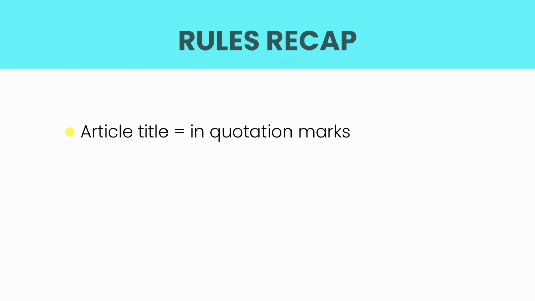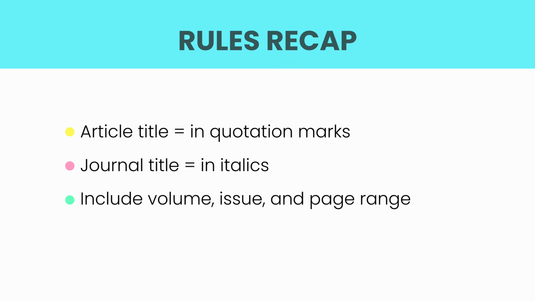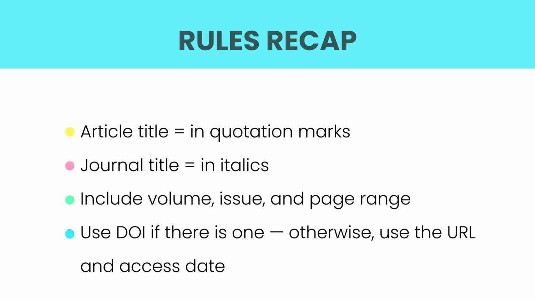So for now, I'm going to just give you a short recap of what we've talked about. The first thing to remember is that the article's title should be in quotation marks. The second thing to remember is that the journal's name should be in italics, and you always need to include the volume and the issue number of the journal, and never leave out the DOI number.